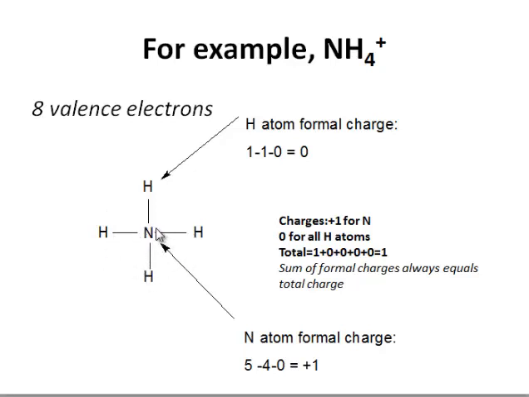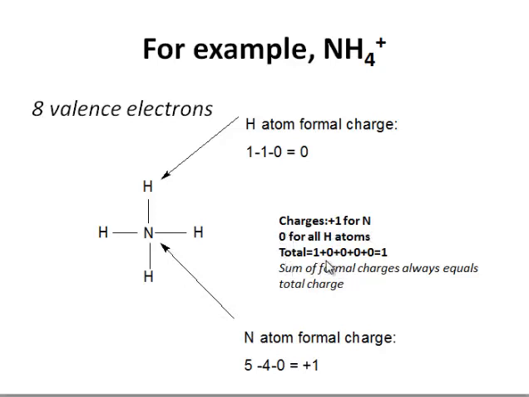The nitrogen will have a formal charge, which can be found by taking its number of valence electrons, which is 5, subtracting 4, which is the number of bonds, subtracting 0 because there are no non-bonding electrons, and obtaining a positive 1. So the formal charge on the nitrogen is positive 1.